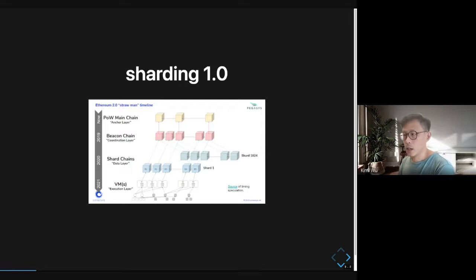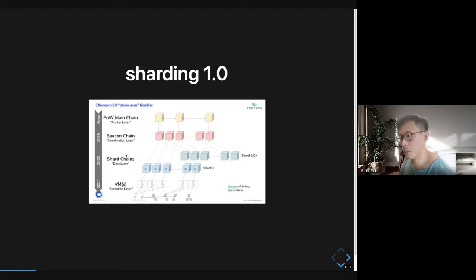First is about the original design of sharding. To avoid confusion, I use sharding 1.0 here, and you can see the diagram. Basically, the original design is to separate the current existing POW into three different layers, which are the beacon chain, the consensus layer, the data layer, and the execution layer.